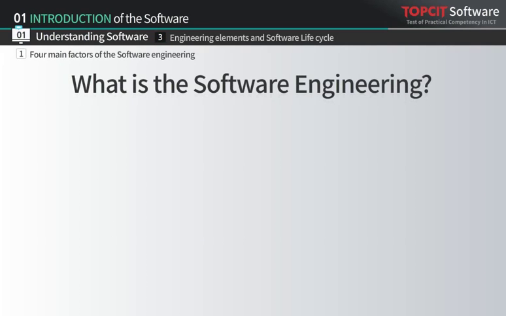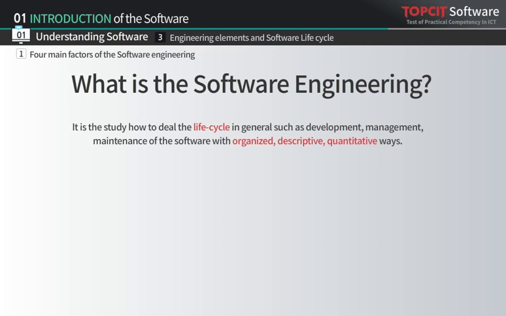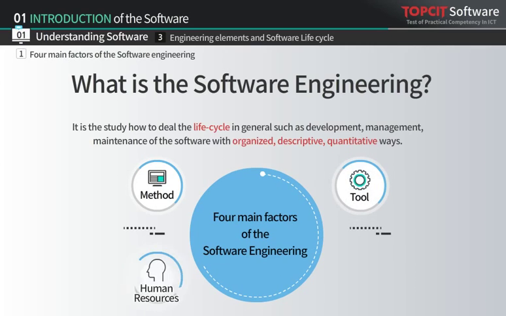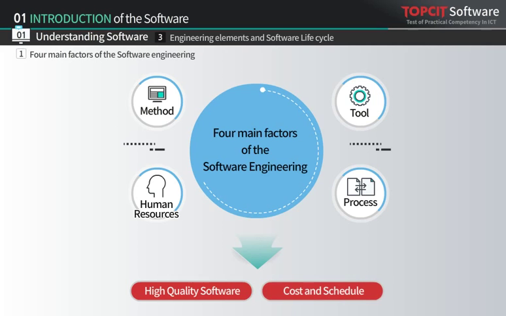What do you think software engineering is? It is about the way to apply engineering to software. It is composed of 4 elements: method, tool, human resources, and process. These 4 elements make it possible to produce high-quality software and to develop within schedule.